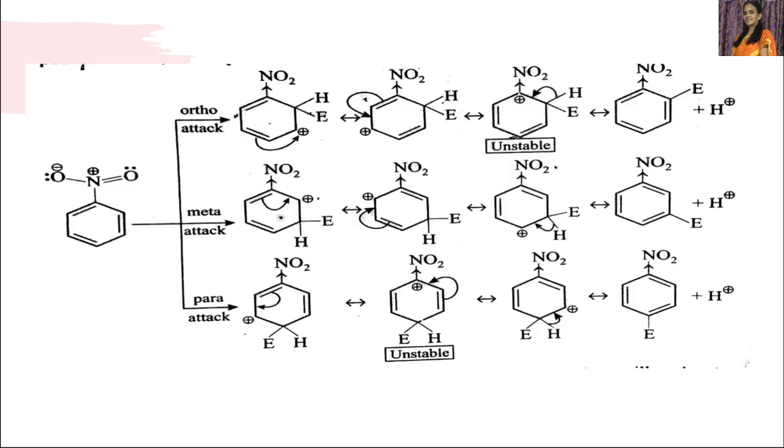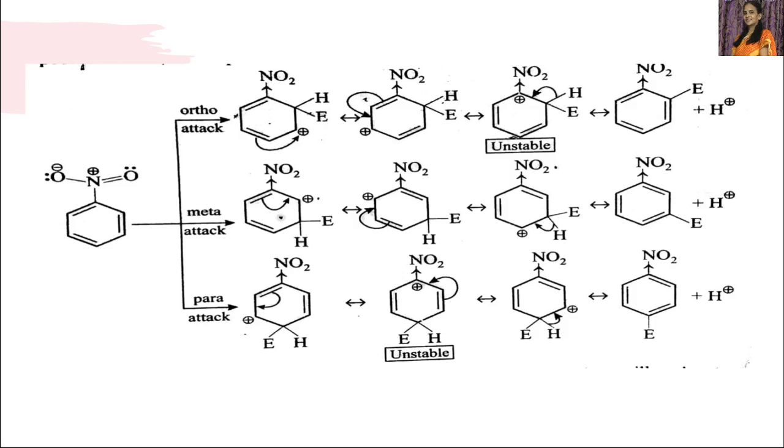So in this particular attack, that is ortho attack, we get a resonance structure where the carbon to which the NO2 group is attached bears the positive charge. Thus, this particular structure is highly unstable. And finally, we can show the loss of H plus from this sp3 carbon where the electrophile is attached. Then the final product is obtained as the ortho disubstituted product.